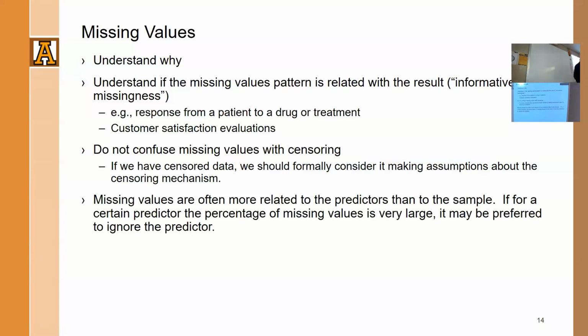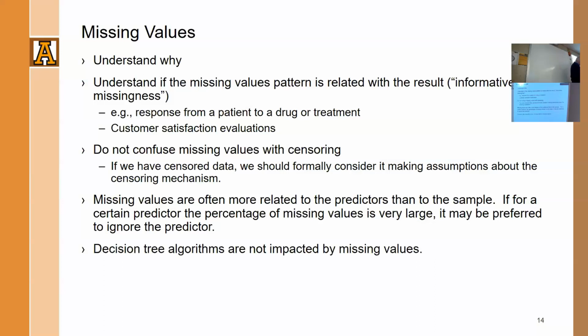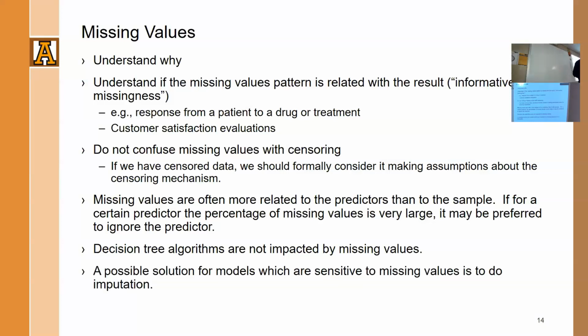And the missing values are more often related to the predictors than to the sample. If for a certain predictor the percentage of missing values is very large, it may be preferable to ignore it. Okay? If 90% of values are missing, then it doesn't make sense to consider that predictor. And decision tree algorithms are not impacted by missing values. So that's one of the advantages of decision trees.